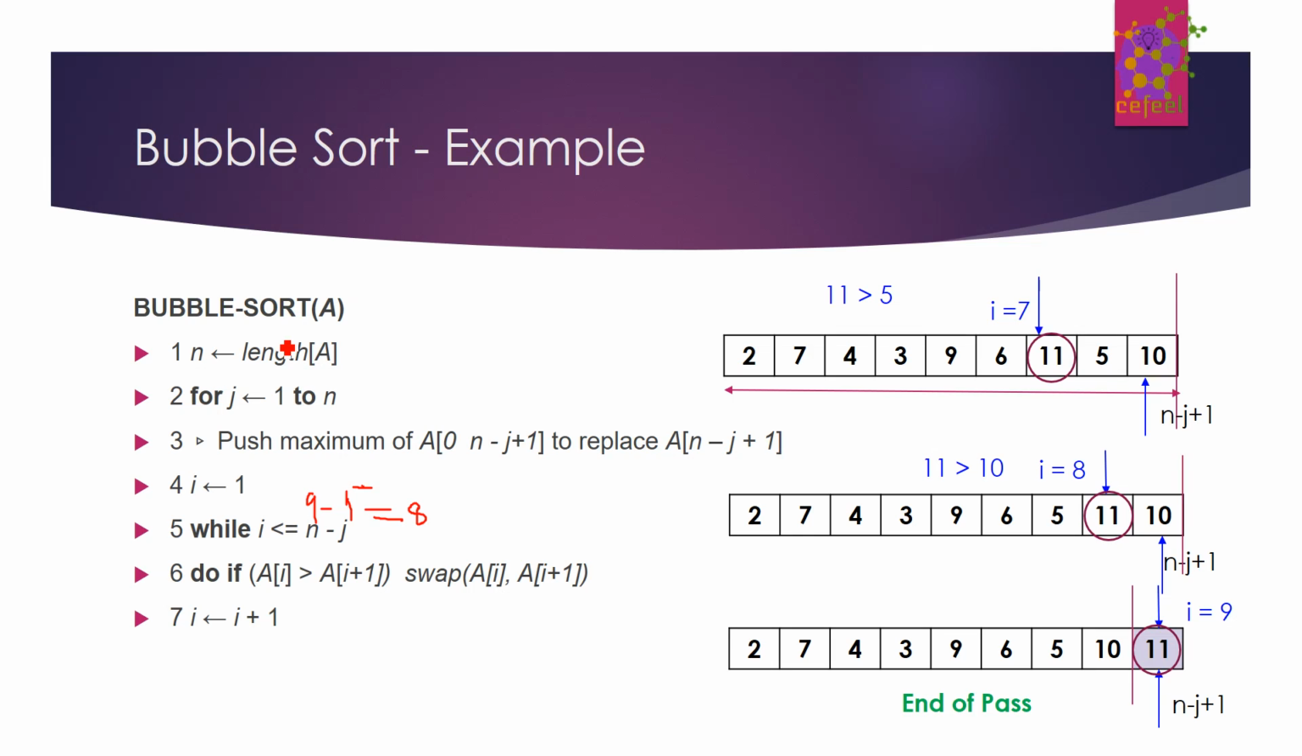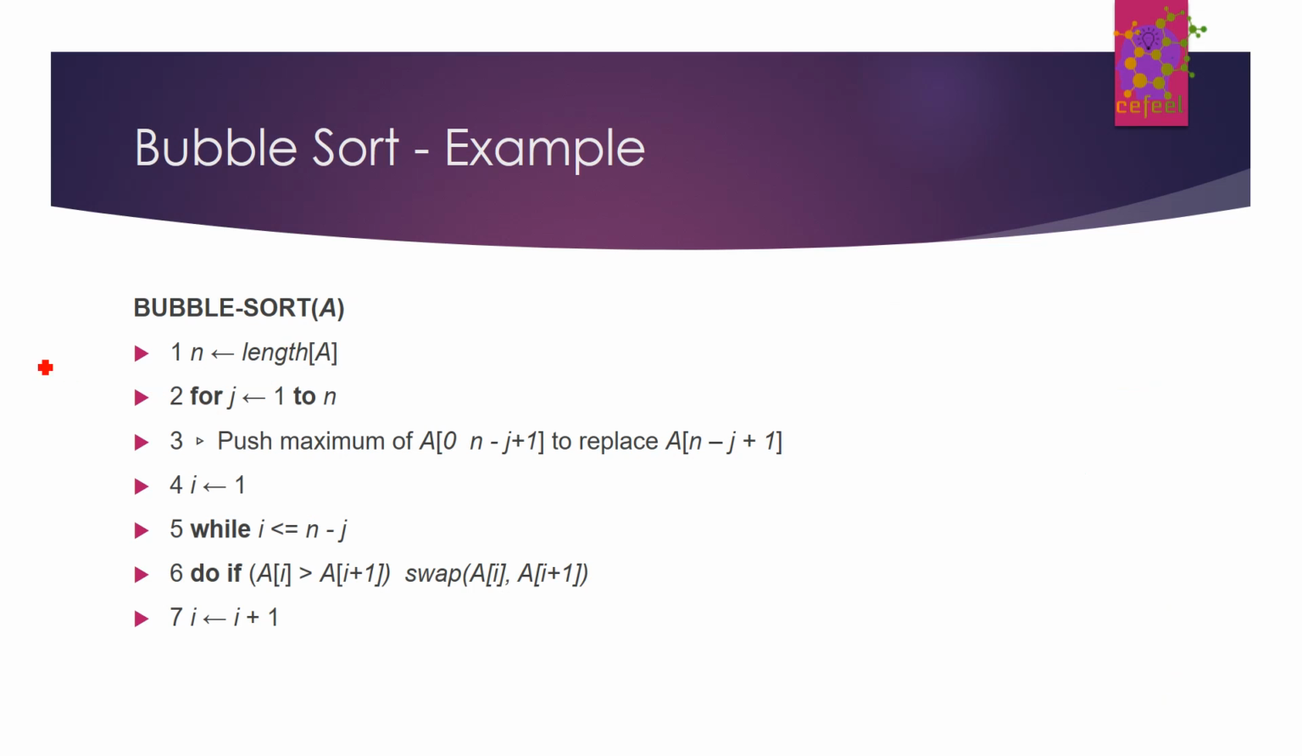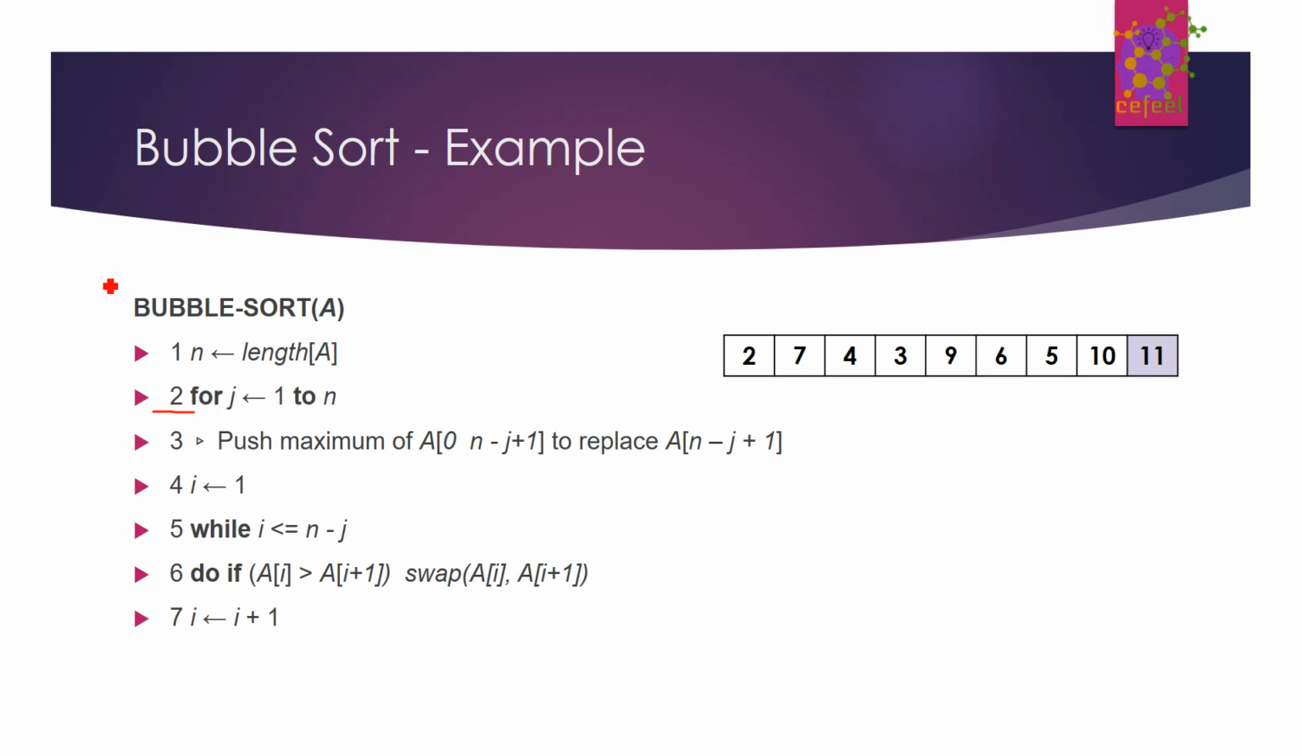Once the inner loop breaks, we again reach step 2, where our j's value will be incremented. J was 1 earlier, so now j value will become 2, and we call this the start of pass 2, because this is the second time we are going through the entire array. So we are just starting to go through the array again.